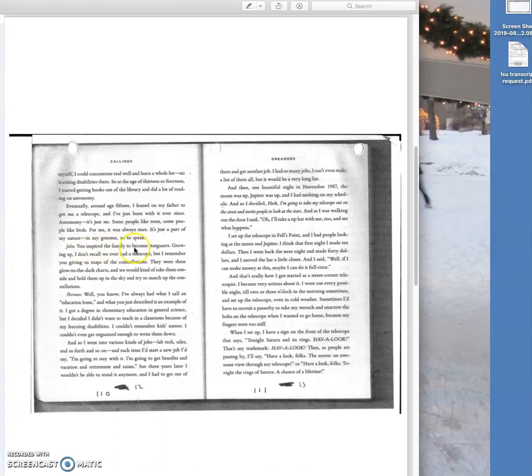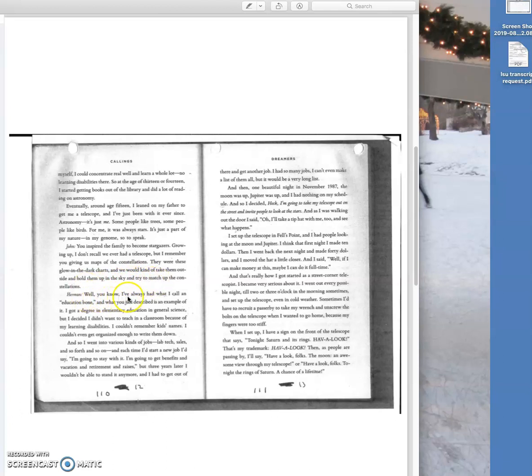You inspired the family to become stargazers. Growing up, I don't recall we ever had a telescope, but I remember you giving us maps of the constellations. They were these glow-in-the-dark charts, and we would kind of take them outside and hold them up in the sky and try to match up the constellations.